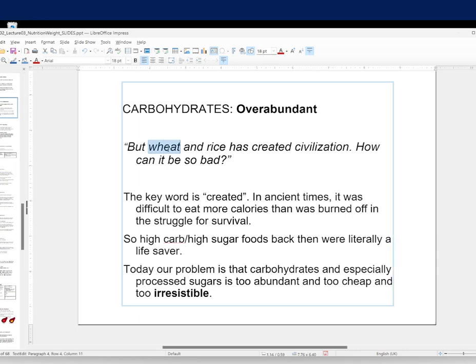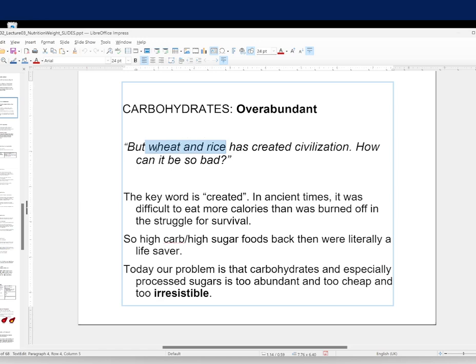Wait a minute, wheat and rice? My grandparents ate wheat and rice, and they lived to be 100 years old. In fact, didn't wheat and rice create civilization? So how can they possibly be bad? Remember, your grandparents ate small amounts of food. The portion sizes were normal or natural in those days. Today, our portion sizes are supersized everywhere.